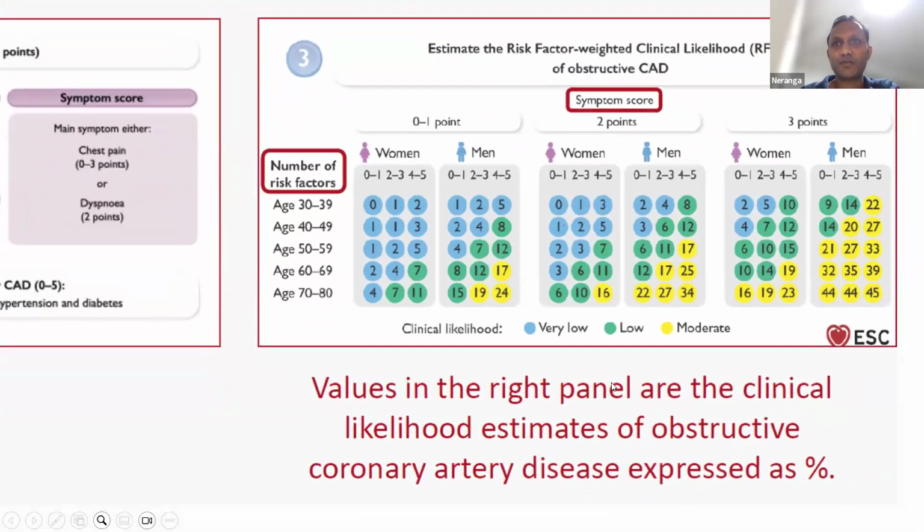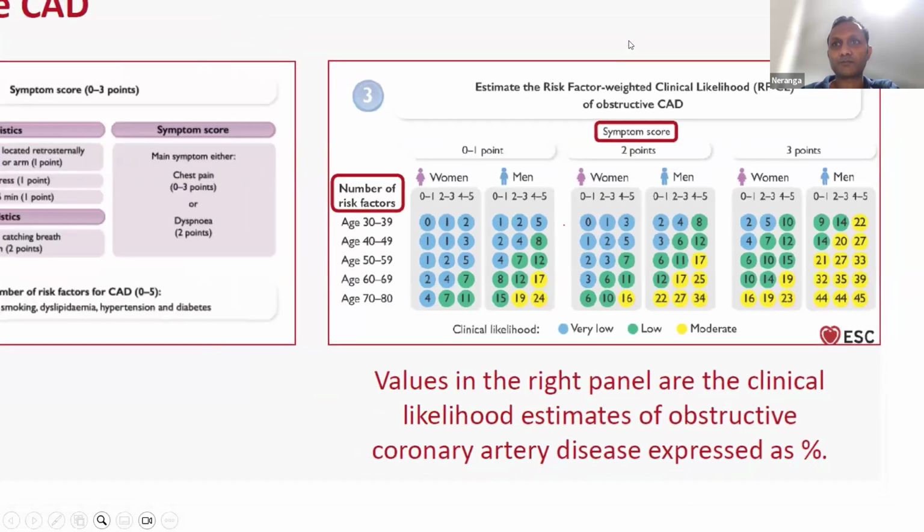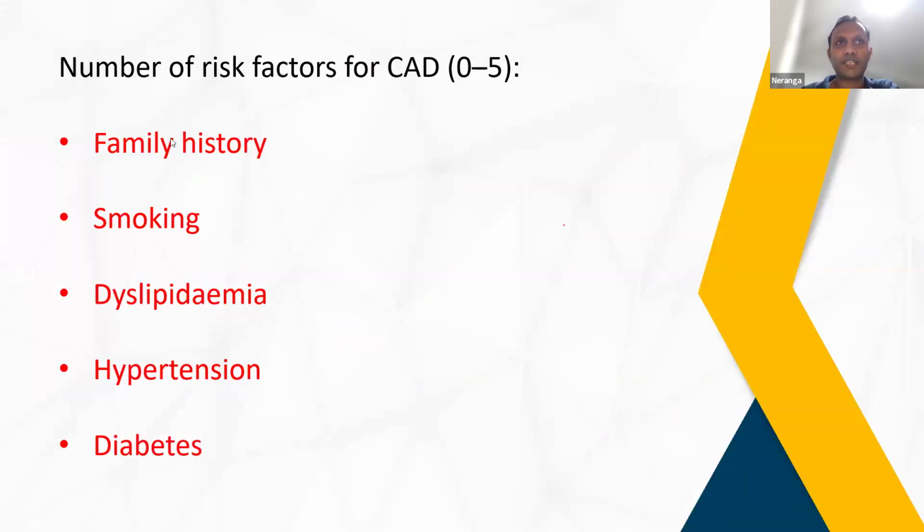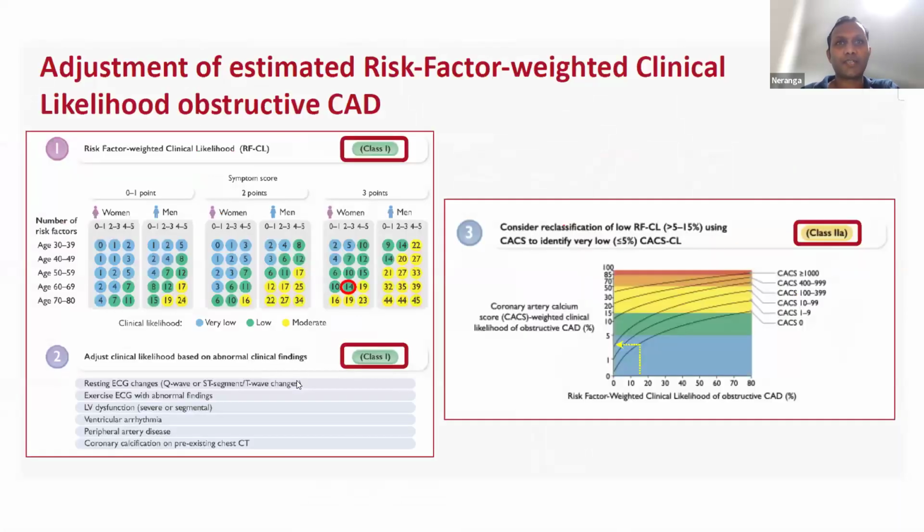Then from the symptom score, you have to... so these are the number of risk factors. These are the main 5 risk factors. So again, the symptom score, you have to go to the next line. Next thing, you have to adjust the clinical likelihood based on abnormal clinical findings or coronary artery calcium score.